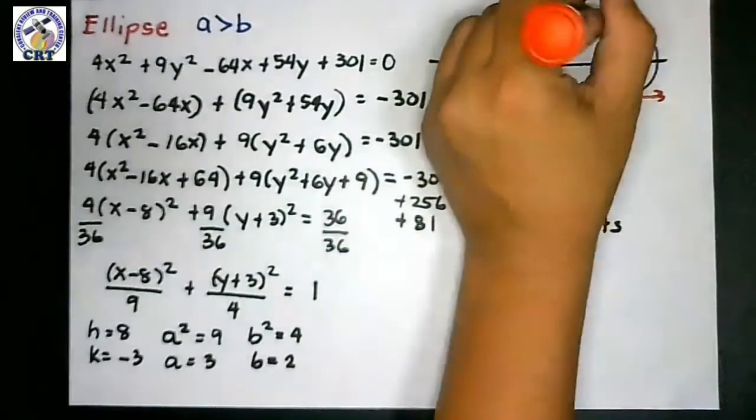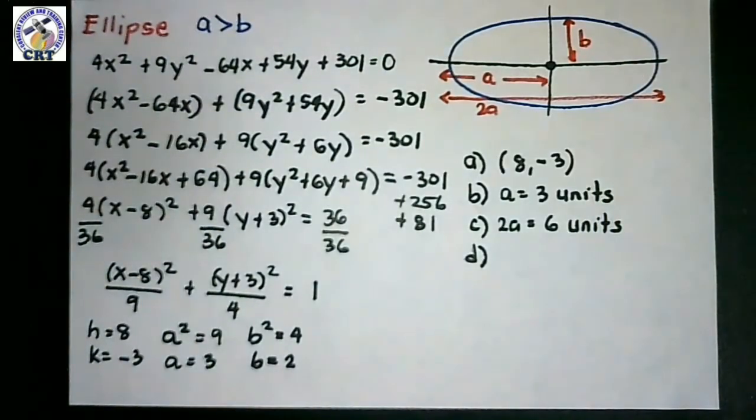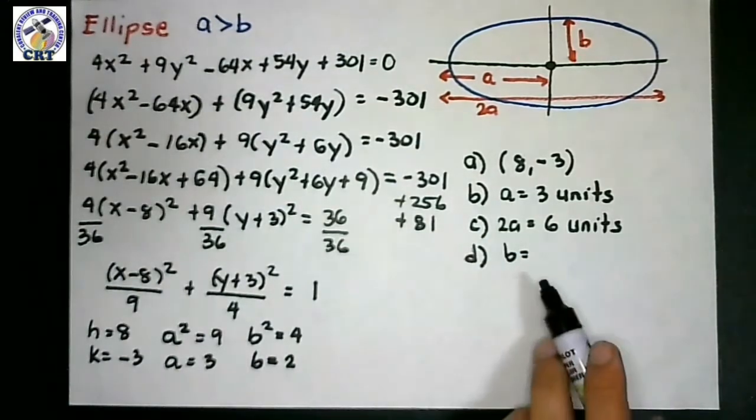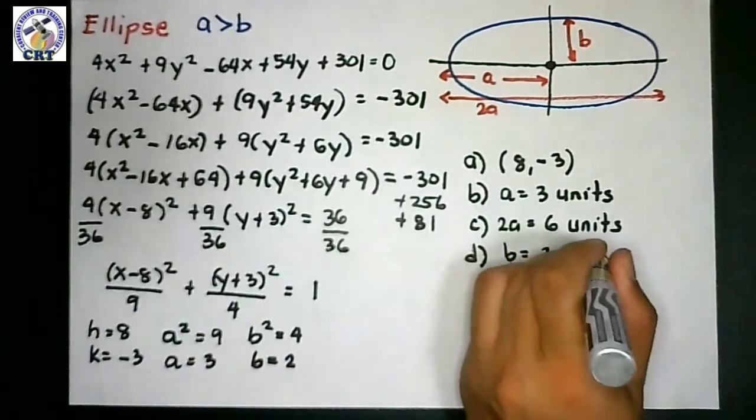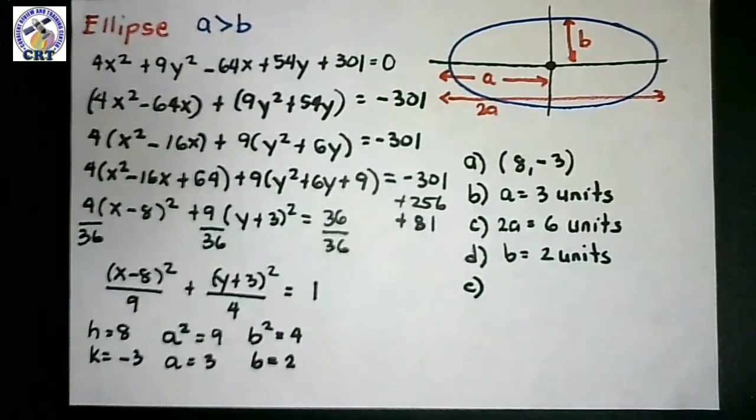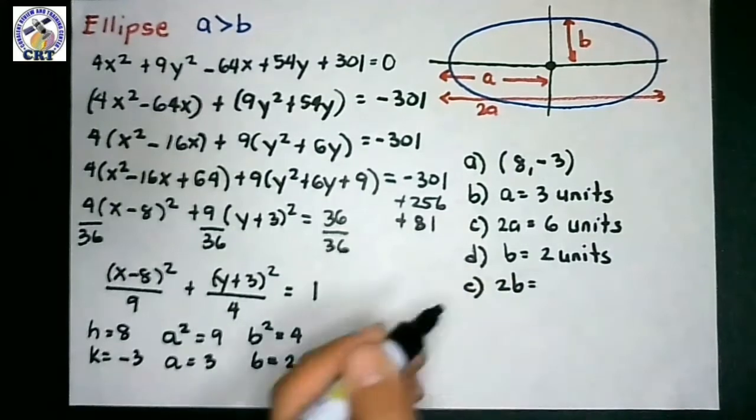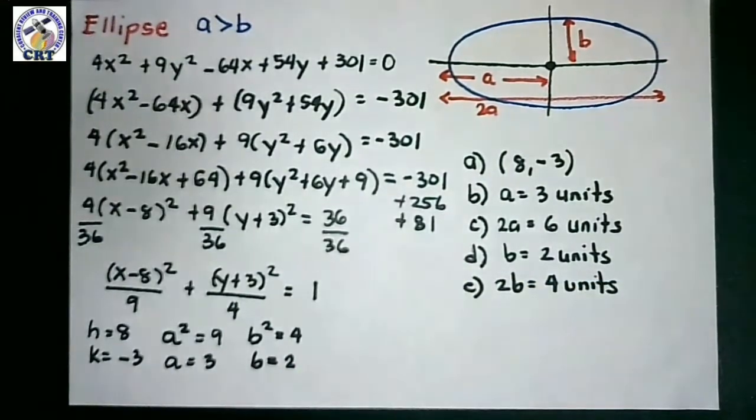Pag sinabi naman nating minor axis, ito naman yung illustration natin sa minor axis, which is semi-minor axis, which is B. Ang B natin, 2 units. And yung letter E, kapares lang naman ng letter C. Kapag inalis mo yung semi, yun na yung minor axis, imumultiply natin sa 2. So, ang minor axis ay 2B, which is 4 units.